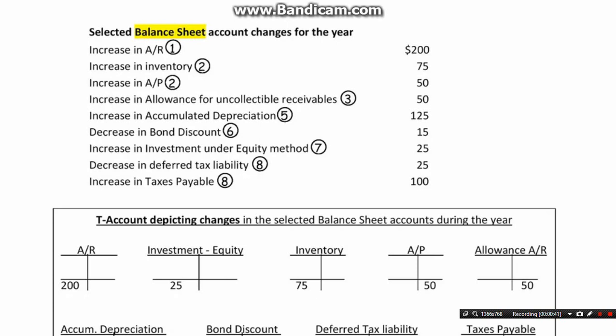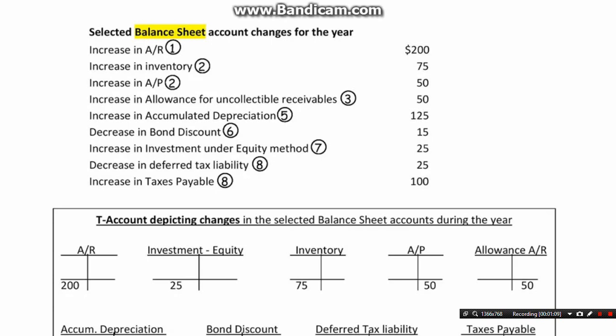COGS on the income statement relates to inventory and accounts payable on the balance sheet. So I've got number 2 here. Selling expense on the income statement, which includes bad debt expense, relates to the allowance for uncollectibles on the balance sheet. So I've got number 3 here. The depreciation expense on the income statement relates to accumulated depreciation on the balance sheet. So that's number 5. Interest expense on the income statement relates to bond discount on the balance sheet. So you've got number 6 for decrease in bond discount.